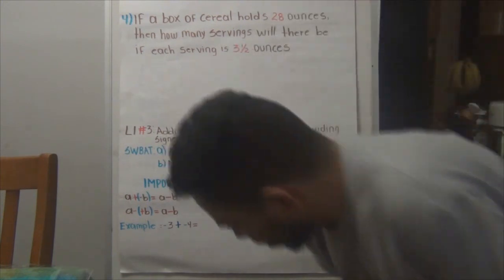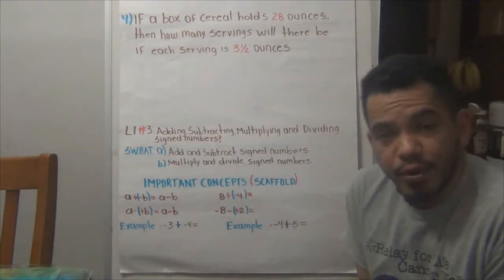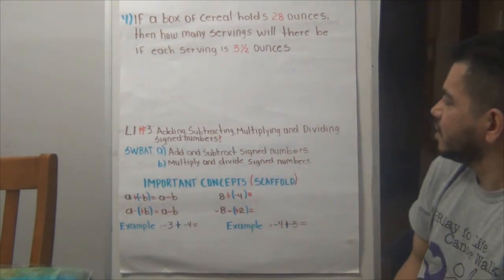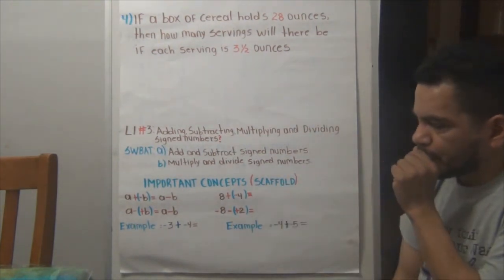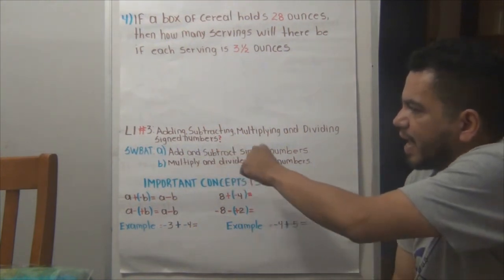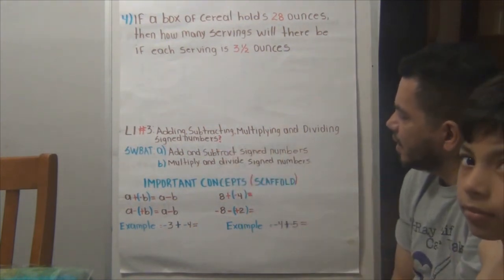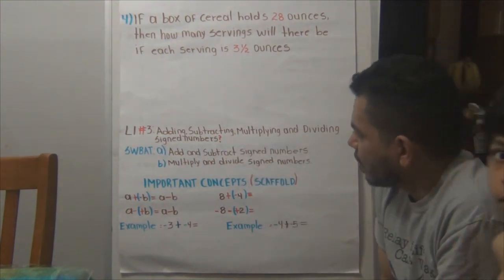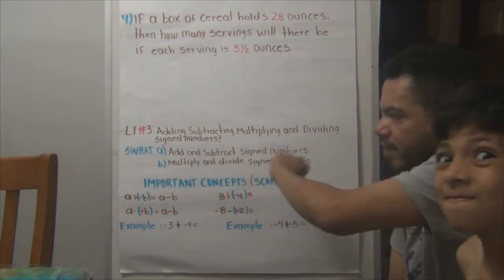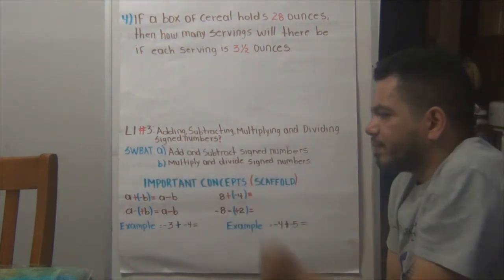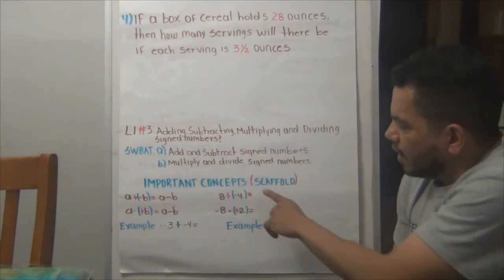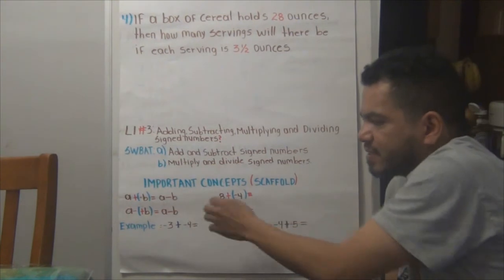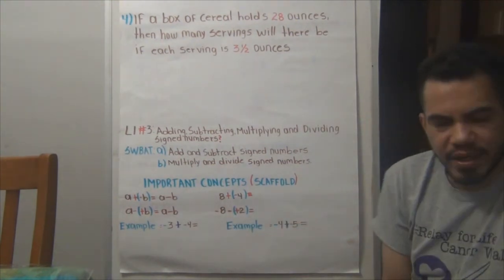Alright, so today we're going with learning intention number 3. So basically, we're going to be adding, subtracting, multiplying, and dividing signed numbers. Students will be able to do all of these. Now, these are important concepts. When we add signed numbers, what are you doing?